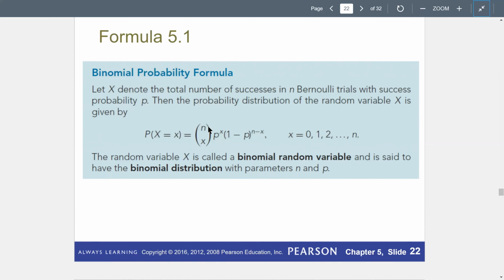So you plug in 10 choose 9, and if it's a fair coin, p equals 0.5, 0.5 to the 9th power times 0.5 to the 1st power. So this is the way to calculate the probability.